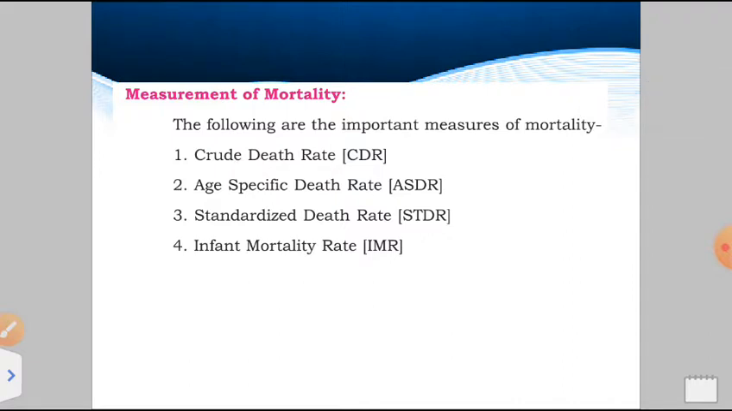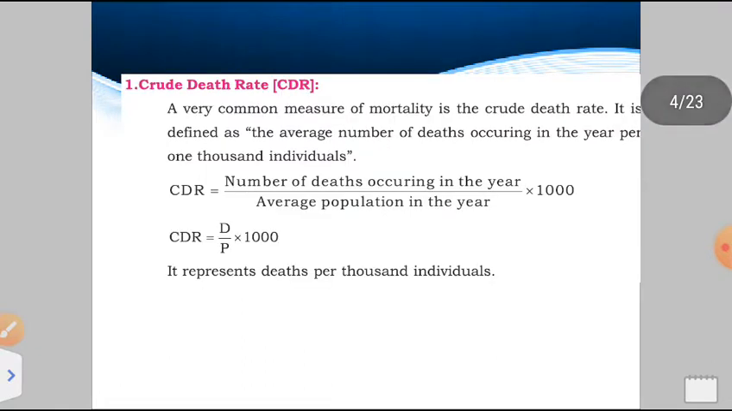The following are the measures of mortality: crude death rate, age specific death rate, standardized death rate, and infant mortality rate. These all are related to deaths. As we have already learned about births, age specific birth rate, standard birth rate, crude birth rate, today we are going to discuss the death rates that fall under the category of mortality.